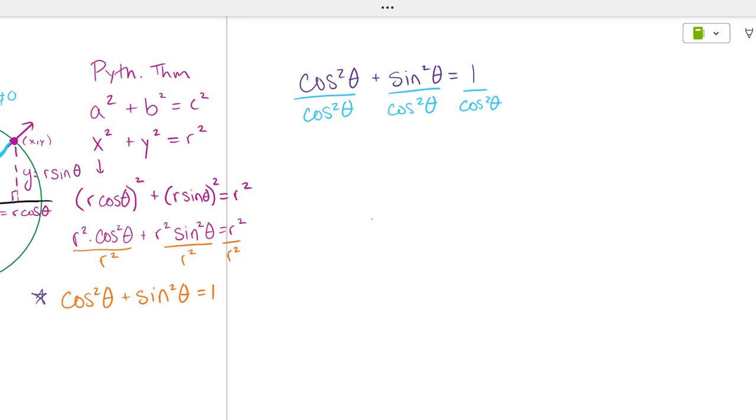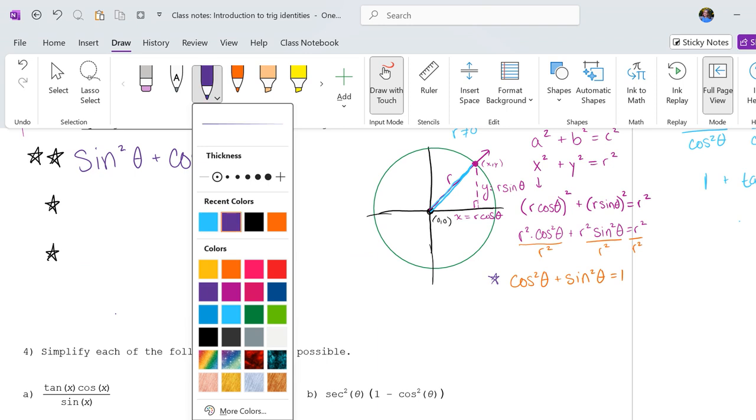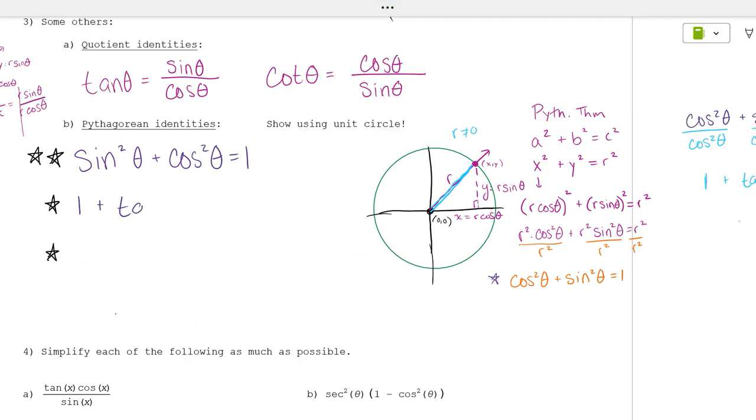Well, cosine squared over cosine squared is 1. Sine over cosine, we just learned that that's the same as tangent. Since they're both squared, it stays tangent squared. And we just learned that the reciprocal of cosine is secant. So from that cosine squared plus sine squared equals 1, I was able to find another form of the same identity: 1 plus tan squared equals secant squared. So I'm going to go over here and write it underneath there. 1 plus tan squared theta equals secant squared. And you'll see these written different ways sometimes.